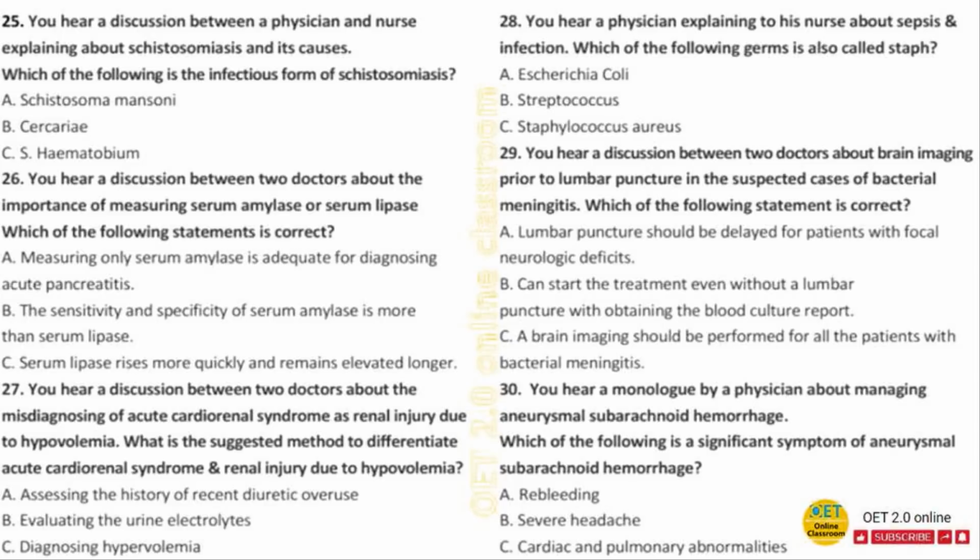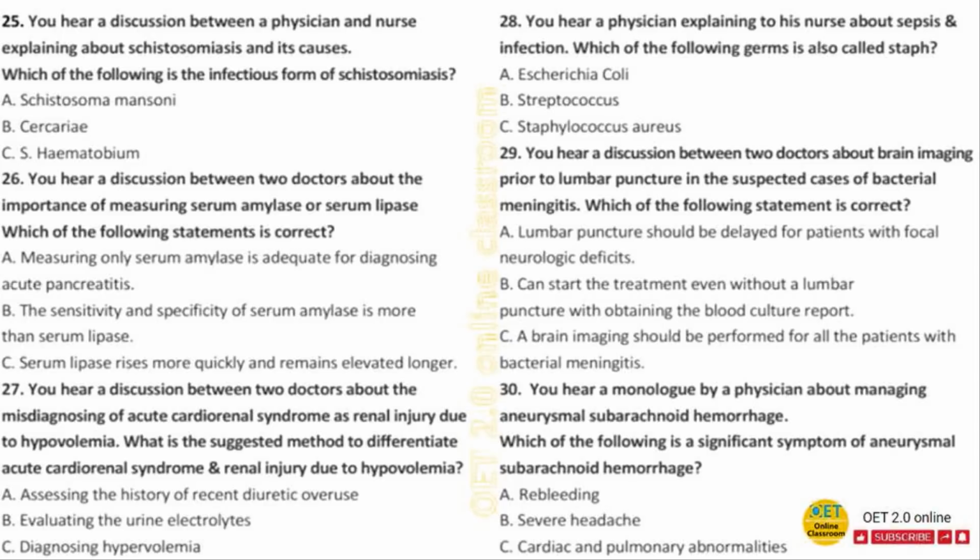Hello, doctor. What is your opinion about misdiagnosing of acute cardiorenal syndrome as renal injury due to hypovolemia? Often, acute cardiorenal syndrome is misdiagnosed for renal injury due to hypovolemia. Patients with stable heart failure normally have mild hypervolemia at baseline. However, they can become hypovolemic due to severe diarrhea, over-aggressive diuretic therapy, or other causes. Although the fluid status of these two conditions is different, they are often difficult to distinguish.